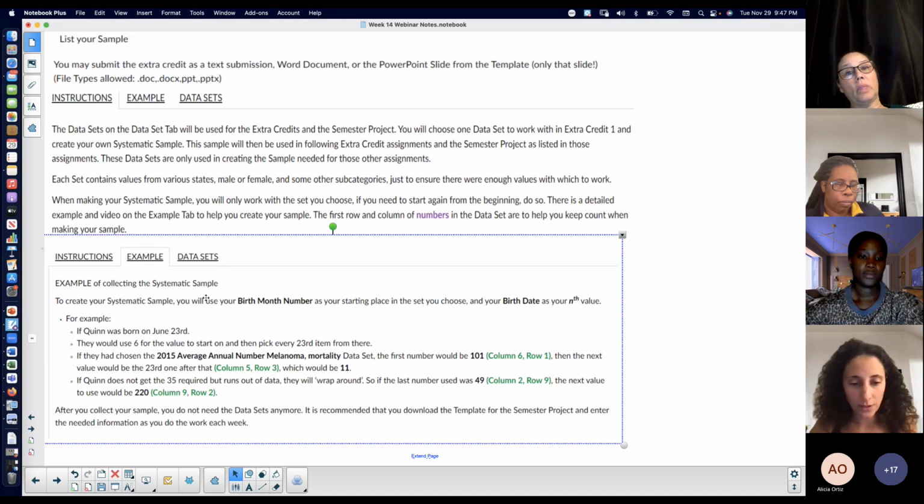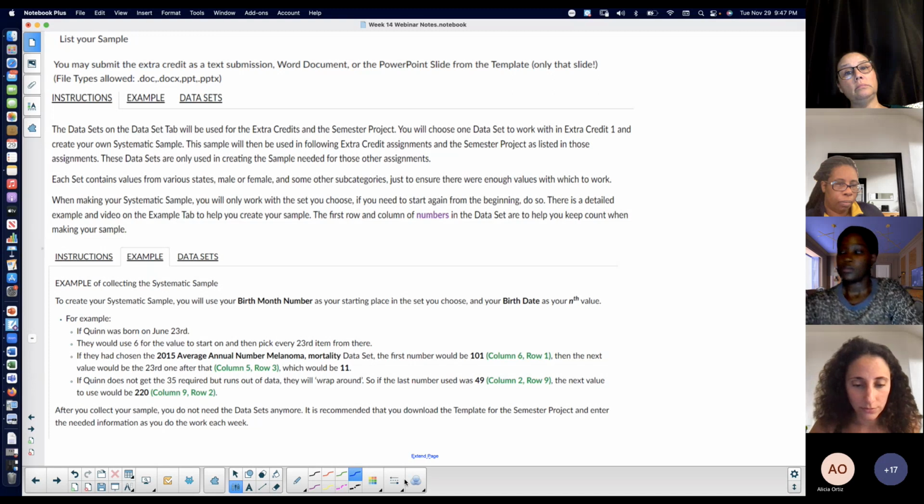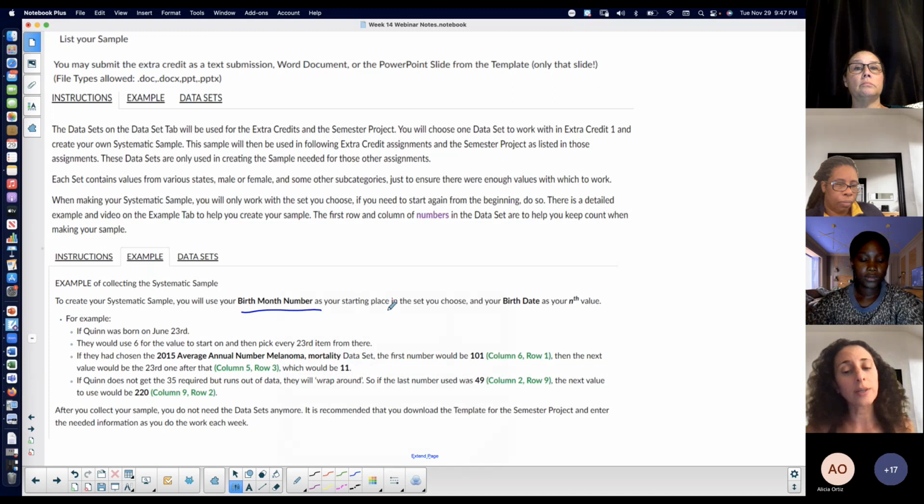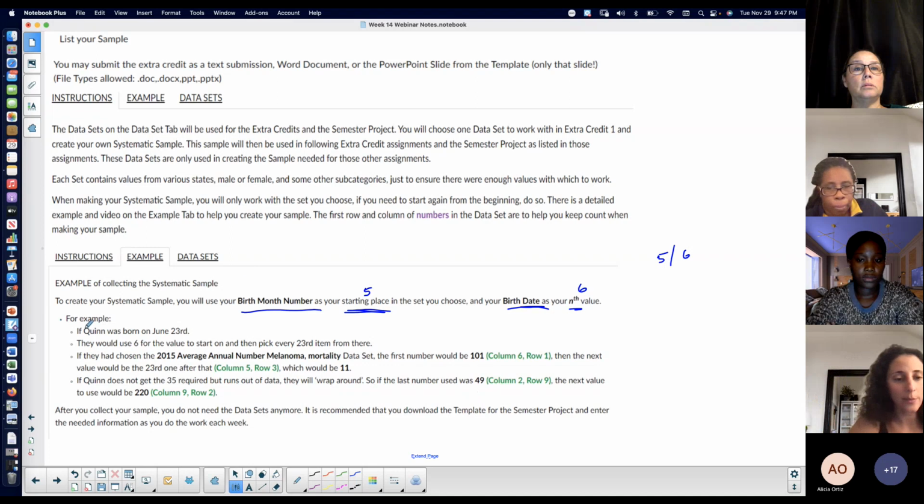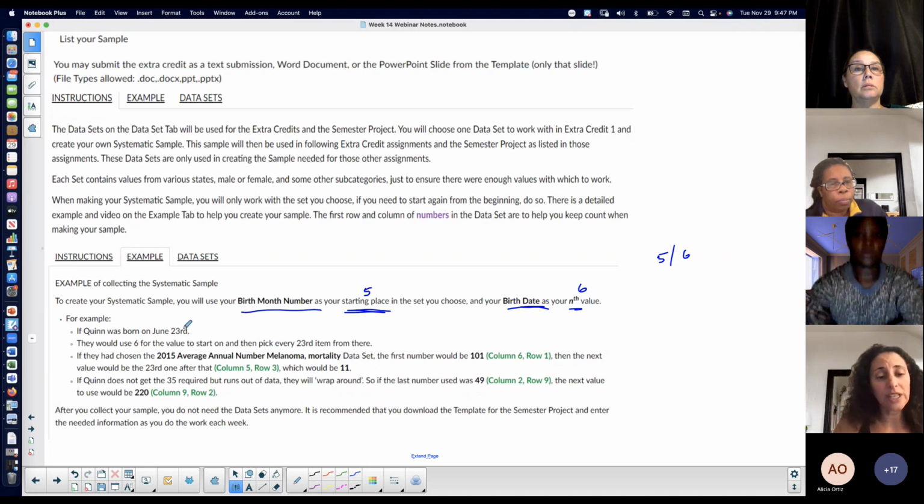All right, so you will be using, let me write this down, your birth month number as your starting place and your birthday as your nth value. So my birthday is 5/6. My month is May. My day is 6. So May 6th. So I'm starting on column 5, and my nth value is 6. For example, if Quinn was born on June 23rd, they would use 6 for the value to start on and pick every 23rd from there.